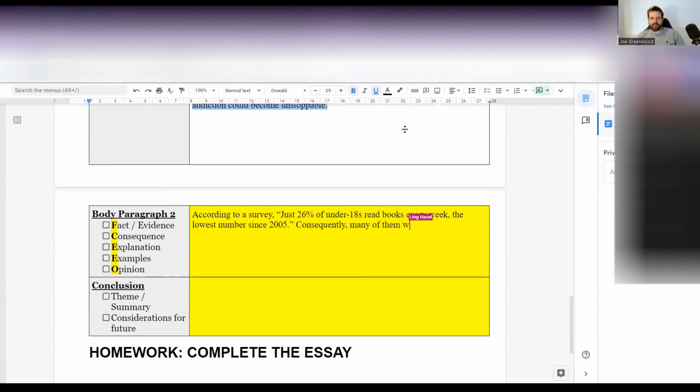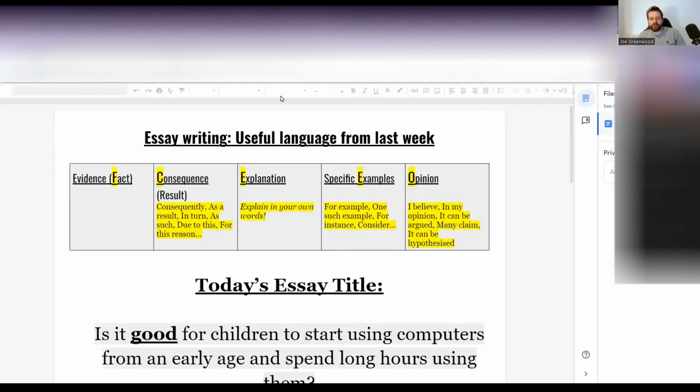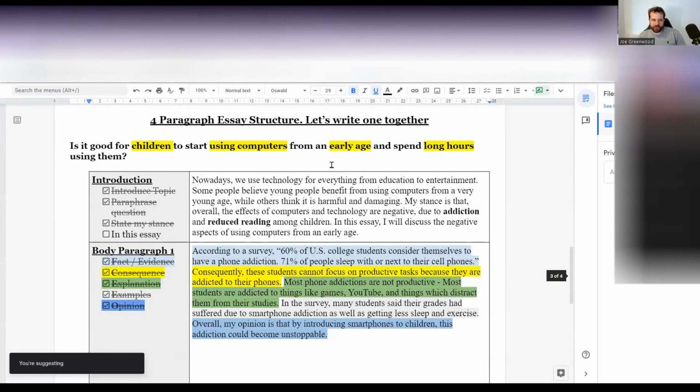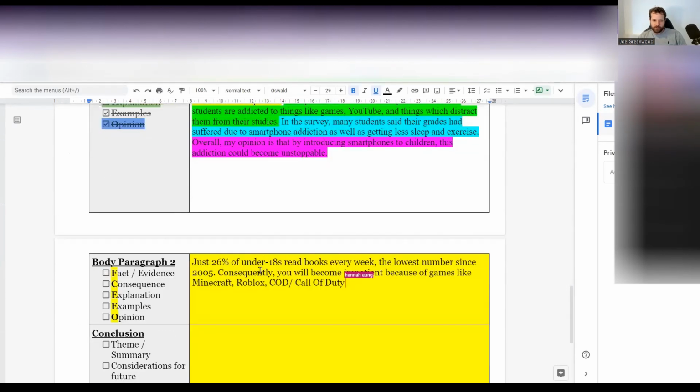Well, hey, just 26% of under 18s read books every week. Consequently, yes, great. You're going to argue that you think books are really important. And I agree. I force my daughter to read books because I think it's very important. Well, I don't force her, but I find a book that she likes and then I tell her to read it before she can use her screen. 26% of under 18s read books every week. Consequently, you will become impatient because of games. Okay, but what's the consequence of not reading books? I think, Hannah, we should talk about the consequence of not reading books.